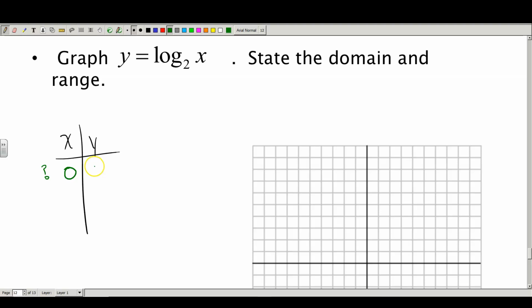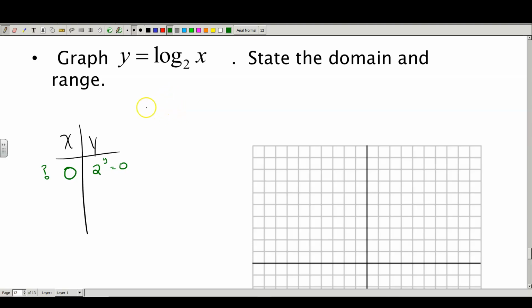You would be asking yourself the question, 2 raised to the what? 2 raised to the y value is equal to 0. Well, think about that for a moment. 2 to the what is equal to 0? There is no exponent that, if you take 2 and raise it to that number, gives you 0. So this doesn't exist. You might be thinking, what about 2 to the 0? That doesn't work, because anything to the 0 is 1.